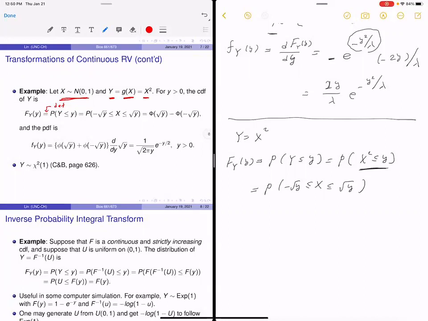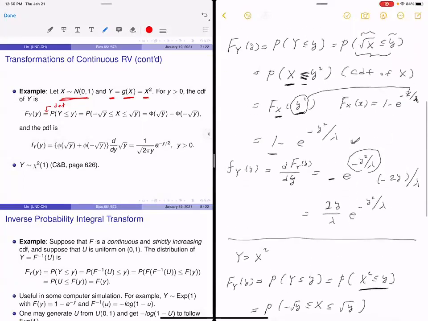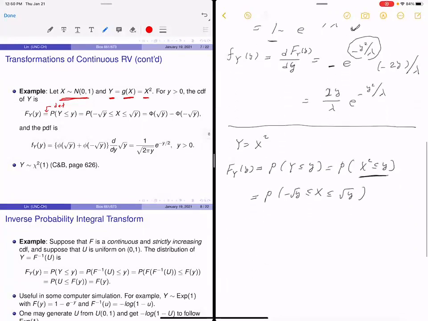Then right here, again, similar to, but not the same thing as the exponential case. In the previous case, you only have one direction right here. Okay, one direction. Right now you have what? Two inequalities. But that's okay. We could live with it. Because this guy is really nothing but what? Probability of smaller than square root of y, minus probability of smaller than minus square root of y right here.